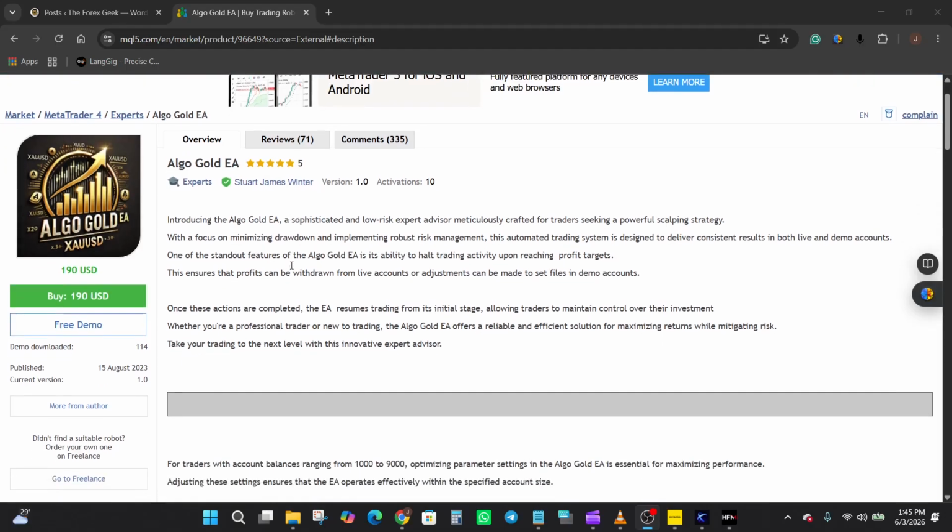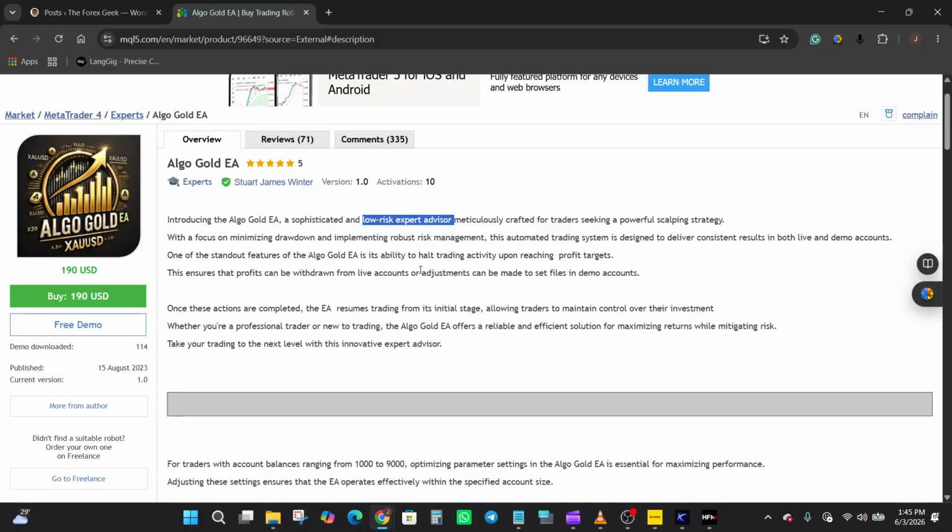The developer describes it as a low risk scalping EA, mainly focused on minimizing drawdown while trying to maintain more controlled, consistent trading behavior. It's also built to automatically stop trading once a set profit target is reached, which is interesting because it basically pauses activity so traders can lock in profits or make adjustments before restarting the cycle again.